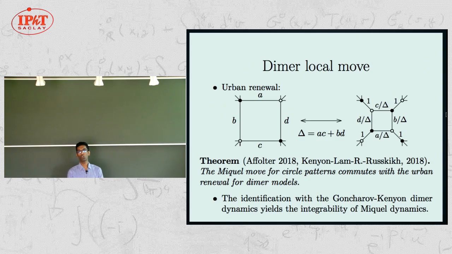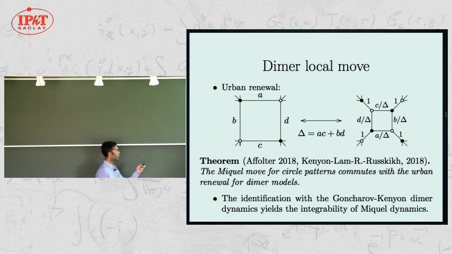So what is this local move for dimers? You can think of resistor networks, where you have local moves: series moves and parallel moves, which reduce your network and don't change your equivalent resistance. You also have the star triangle move, which changes the topology of your network, and you also have different edge weights, but it doesn't change the equivalent resistance.